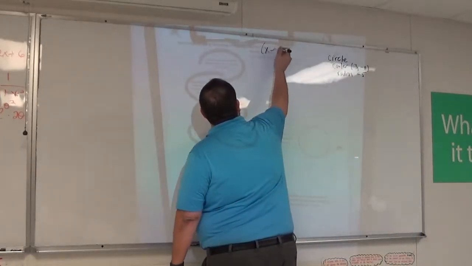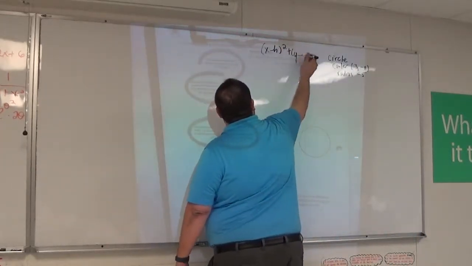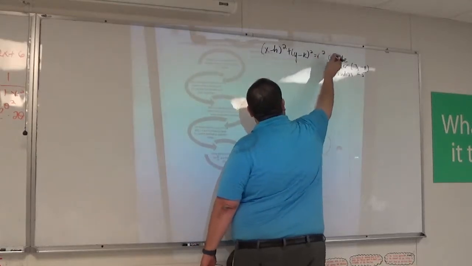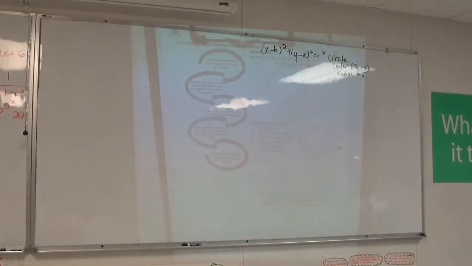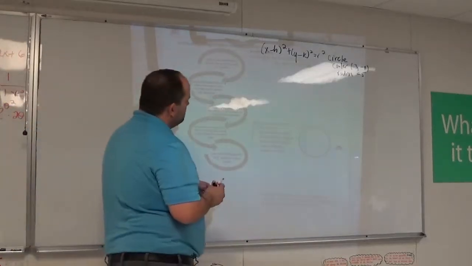Mr. Lake is throwing up somewhere and doesn't know why. Nobody remembered that the general form of a circle is x minus h squared plus y minus k squared equals r squared. Don't worry, if you didn't remember, you'll still be okay. Mr. Lake is just upset and doesn't know why.